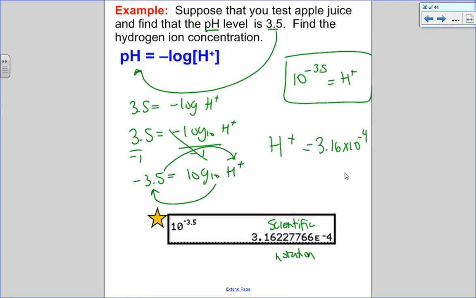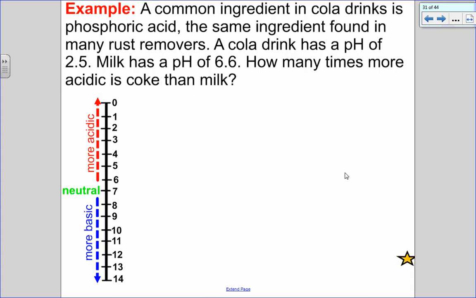Okay, so let's look at some intensity questions. So a common ingredient in cola drinks is phosphoric acid. Oh, that sounds delicious. It's the same ingredient found in many rust removers, which is probably why you've seen those experiments where they have a glass of Coca-Cola and they put a nail in there and it actually disintegrates it. Okay, so a cola drink has a pH of 2.5. So right about here, 2.5 is my cola drink. Milk has a pH of 6.6.